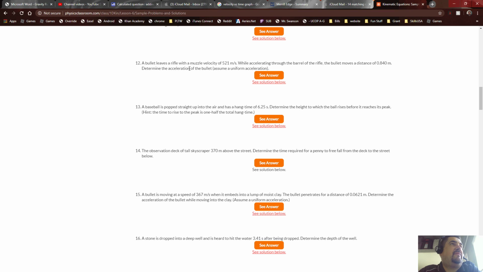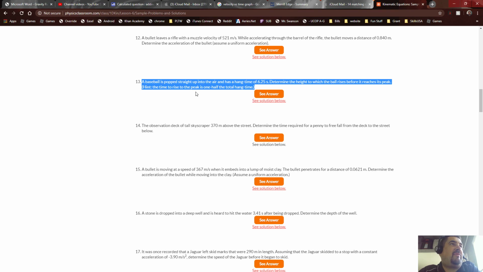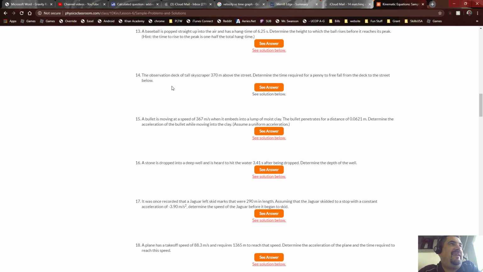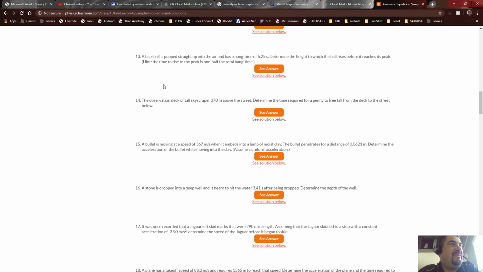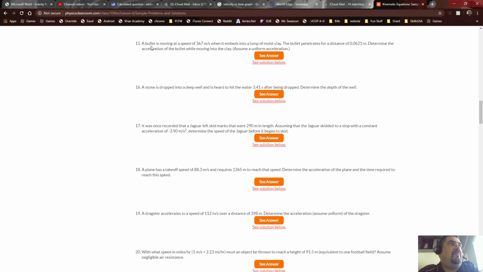A bullet leaves, right? This is not one. A baseball pops straight up into the air. That sounds like a gravity problem already. Not even going to read the rest. Pause the video if you want to read them. I'm just going through quickly. Observation of a skyscraper's free fall. I see these words. That's a gravity problem. A bullet is moving at a speed. Does not sound like a gravity problem.